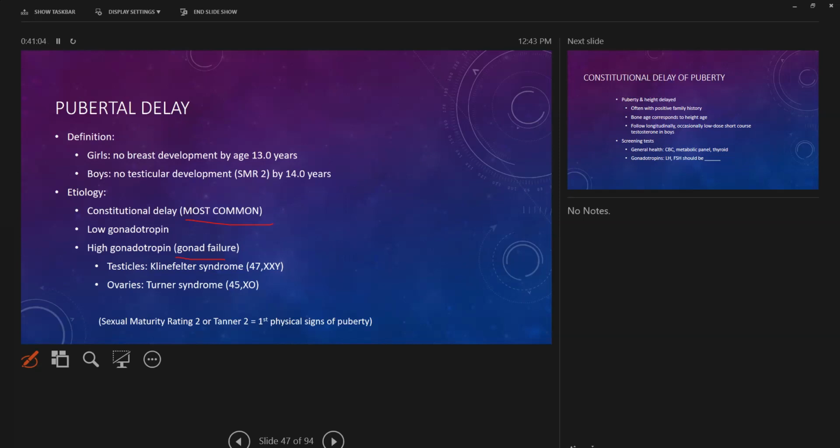So sexual maturity rating 2 or Tanner scale 2. This is the first physical sign of puberty. So we use that Tanner scale to grade our progress. I'm not going to belabor the Tanner scale. You can look it up. It's really used by the pediatricians a lot. So when you go into your pediatric rotations, if you haven't yet, you will really get slammed with the Tanner scale. So just know that it looks at the child's development and where they are, and it is commonly used in pediatrics.